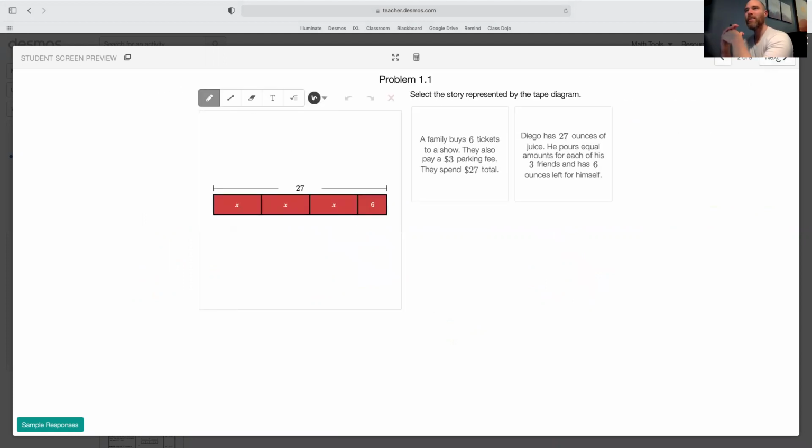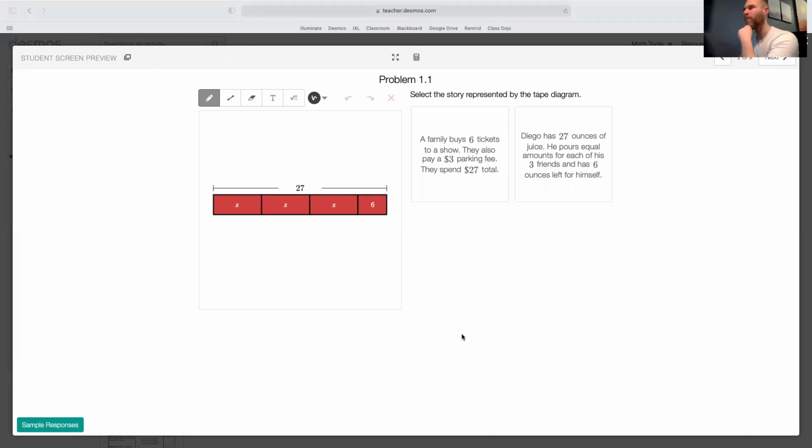All right, so we're given a tape diagram and it asks us to select the story that matches the diagram. So let's look at the stories. A family buys 6 tickets to a show, okay? They also pay a $3 fee. They spend $27 total. Okay, so I see the $27 total on top of this diagram. So that part matches.